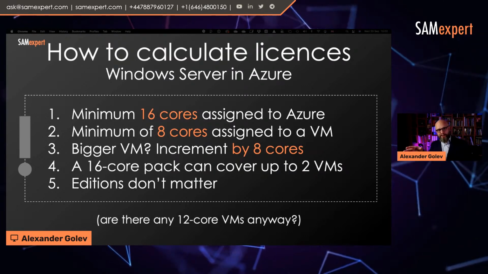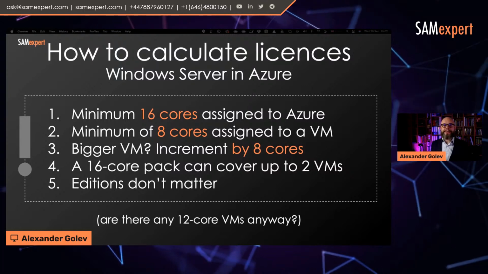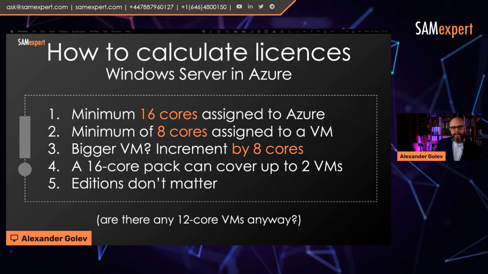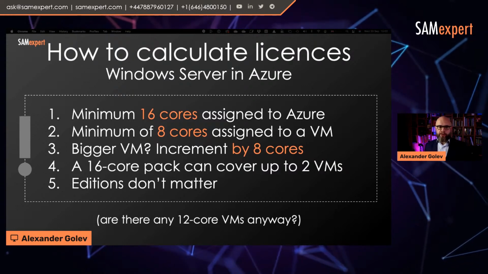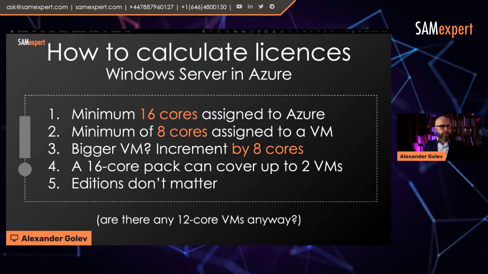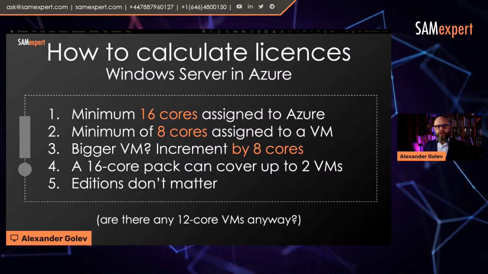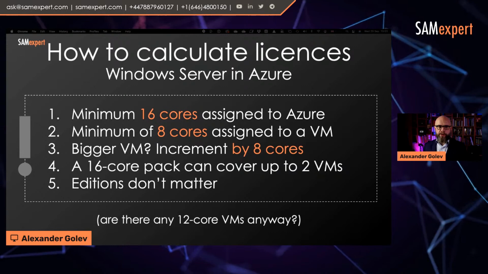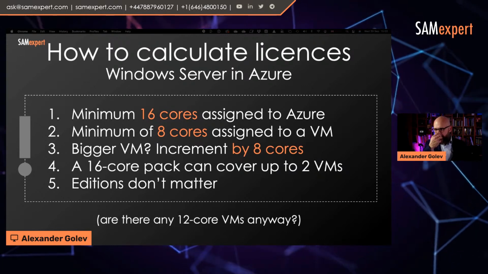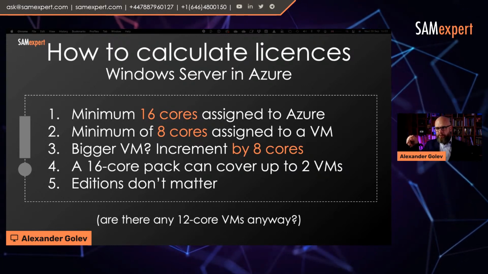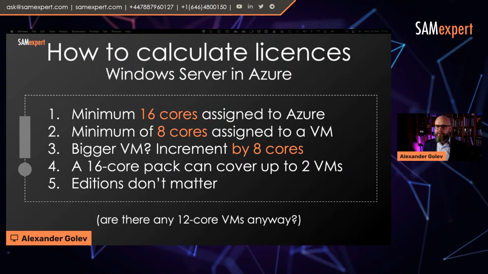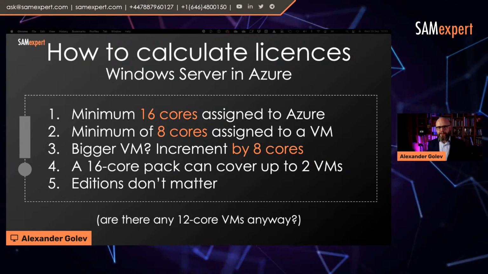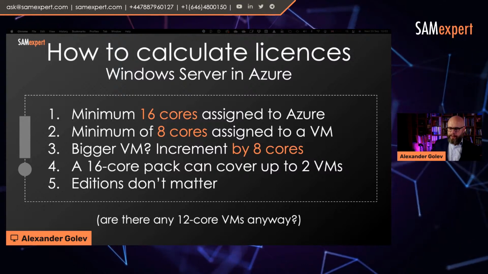Still, a pack is not a license. It's a pack of 8 licenses. Right. A 16-core pack can cover 2 VMs if they're less than 16 cores. So say you have 2 virtual machines, each 8 cores, you can assign one 16-core pack, because I remind you, it's not a single license. Editions of the virtual machines themselves don't matter, but by default, when you order a virtual machine in Azure, it's always Windows Server Datacenter. So, right.